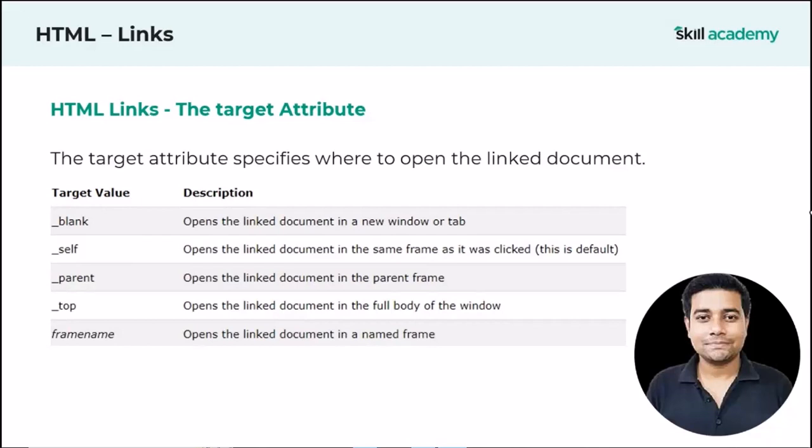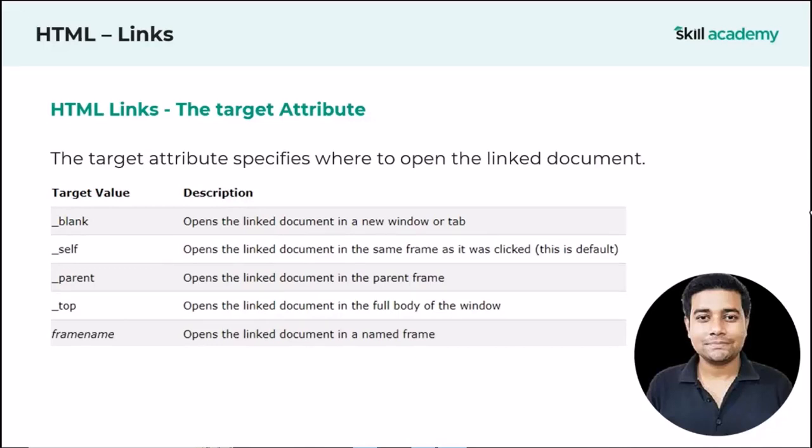If you use target equal to underscore blank, it will open the linked document in a new window or in a new tab. If we specify target equal to underscore self, it will open the linked document in the same frame as it was clicked. If we use underscore parent, it will open the linked document in the parent frame.